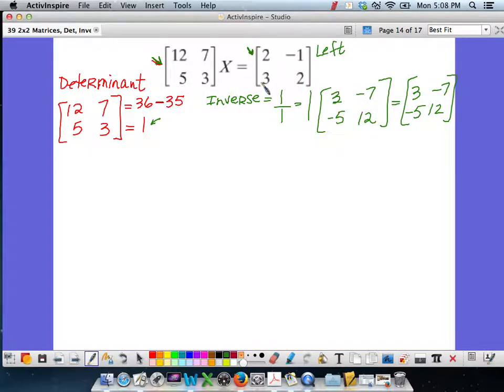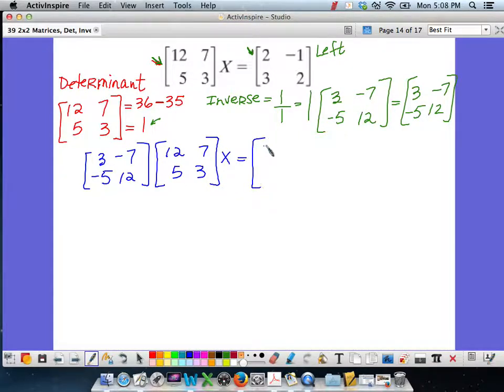So I'm going to just rewrite it. I'm going to change color to show you my new step. So I take my inverse, 3, negative 7, negative 5, 12, and I multiply that times 12, 7, 5, 3, x. Then again on the left, 3, negative 7, negative 5, 12, and I'm multiplying over here times this matrix, 2, negative 1, 3, 2.